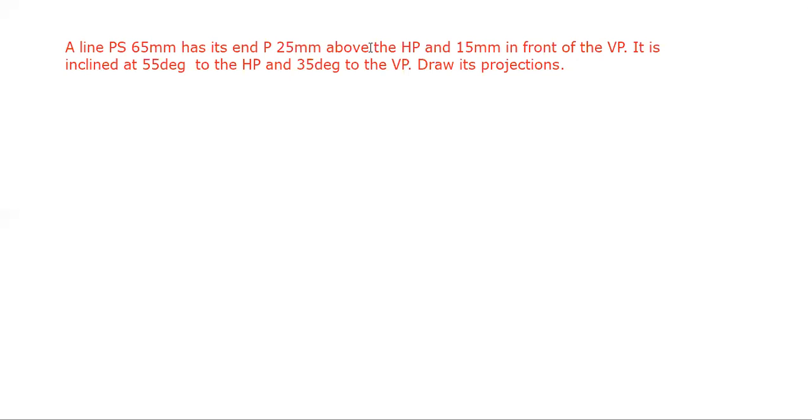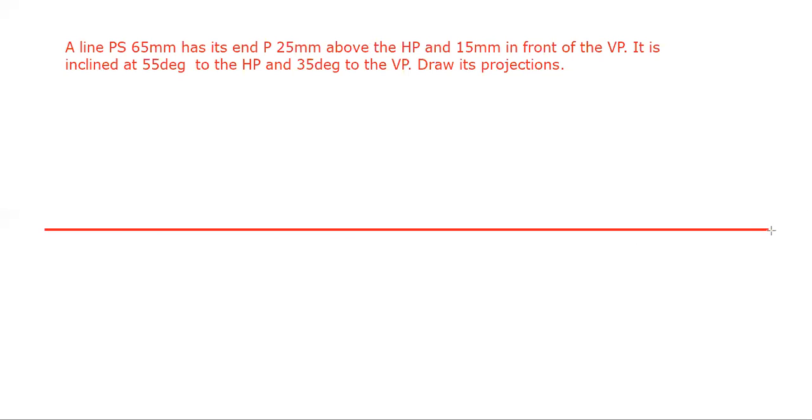Your first step is to draw the XY line. It's a horizontal XY line. You can draw it anywhere. Immediately after that, draw a vertical line. Take a suitable length at random. Then mark two points. You know, one of the endpoints is 25 millimeter above the HP.